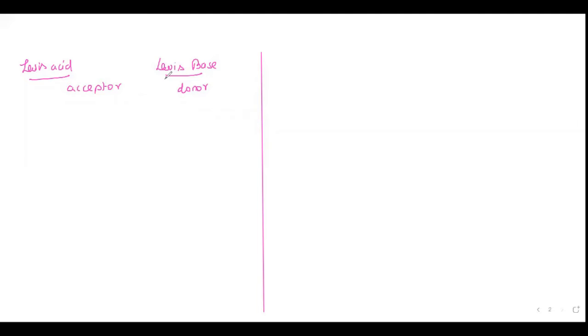So, based on this, we will discuss some other examples. Which compounds will act as Lewis acid? Generally, a Lewis acid may be positive ions. Example, Cu2 plus. Because Lewis acid means electron acceptor, an electron deficient species. All positive ions are electron deficient species, so they will accept electrons.